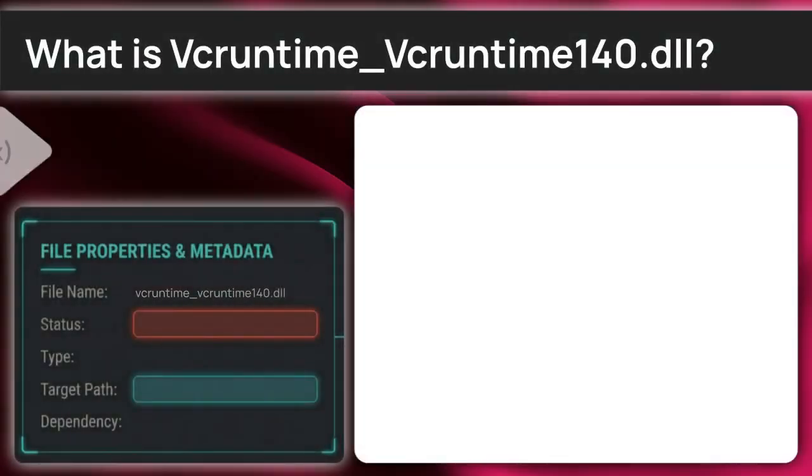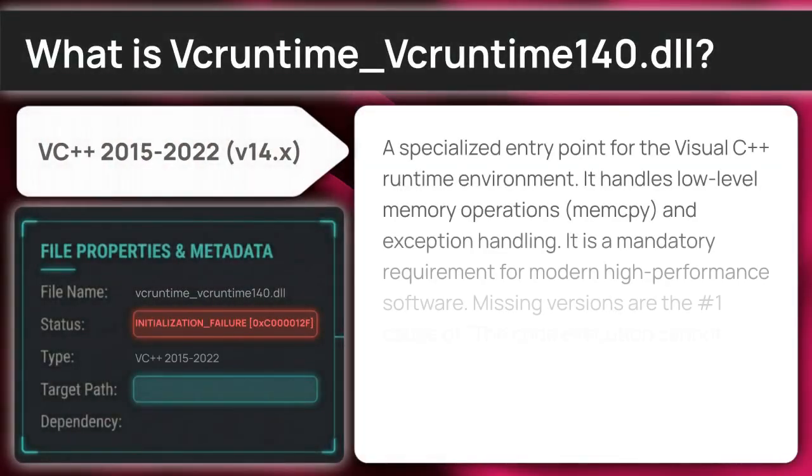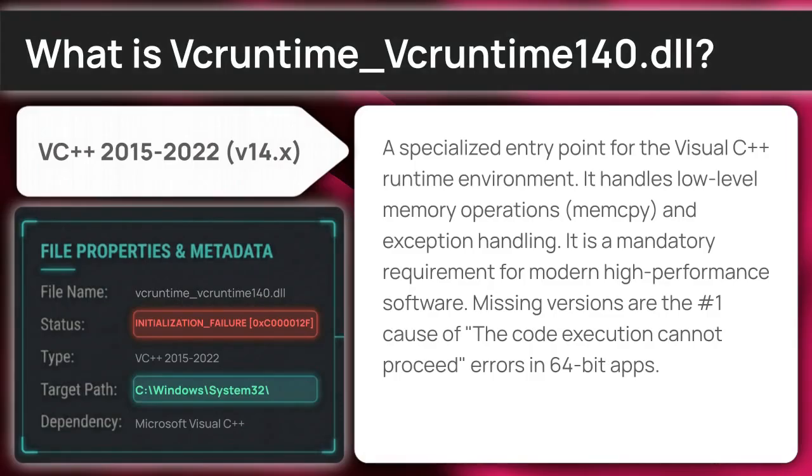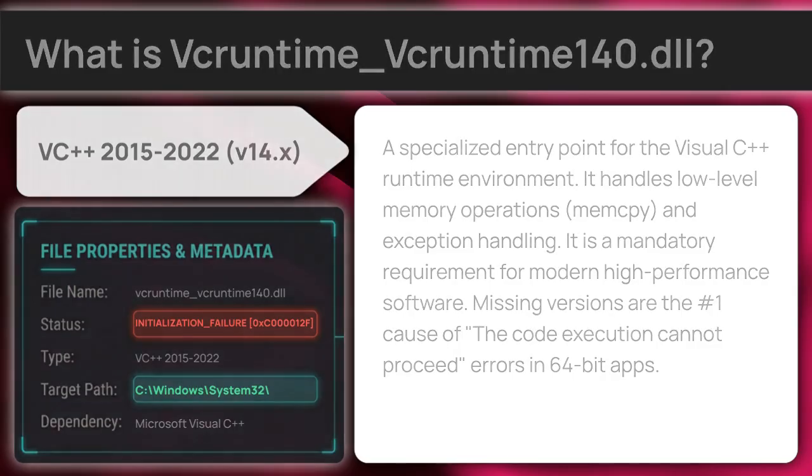This is the Visual C++ Runtime 140, a specialized entry point for the Visual C++ runtime environment. It handles low-level memory operations, memcpy, and exception handling. It is a mandatory requirement for modern high-performance software. Missing versions are the number one cause of the "code execution cannot proceed" errors in 64-bit apps. Now that we've covered what the file does, let's jump into our first fix.